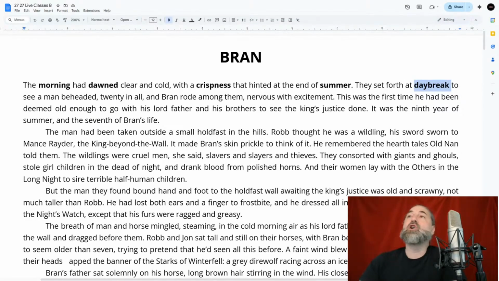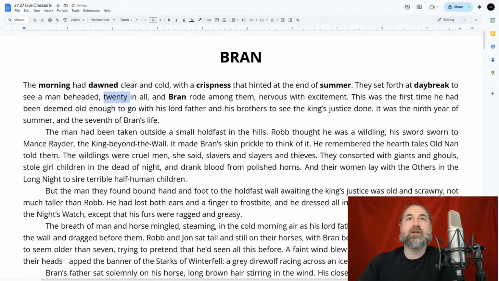So during the daybreak, who is feeling this all? It is Bran, and the 20th that move. Okay, so, beheaded. Oh, a man being beheaded.